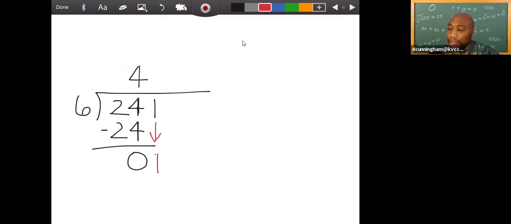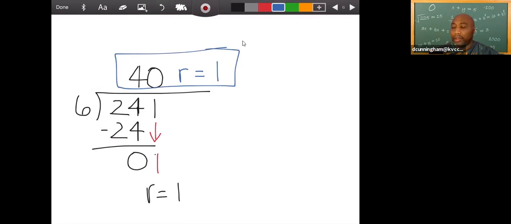And can 6 go into 1? It cannot, so we put a 0 up here. And then our remainder will be 1. And so how we write this is 40 with a remainder of 1. Okay?